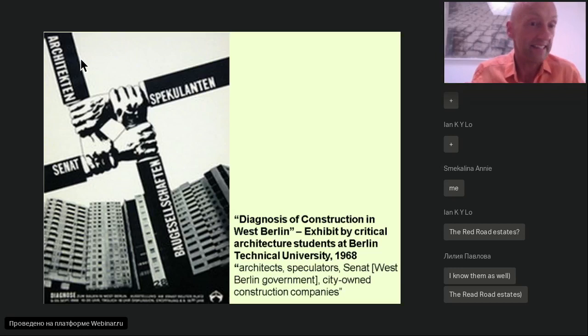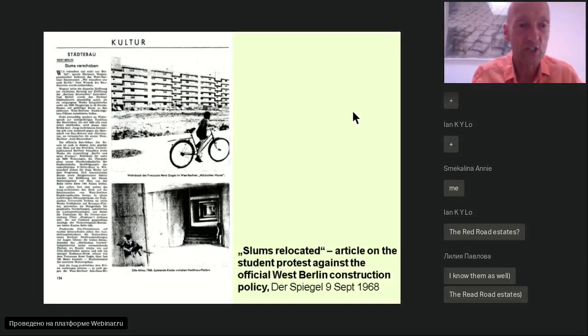And architects are indicted of working hand in hand with speculators, with the Berlin government, and with the city-owned not-for-profit construction companies, who thought of themselves as being the good guys. So this student criticism was eagerly published by Germany's most eminent news magazine, Der Spiegel. And Der Spiegel wrote and censured the Märkisches Viertel as, quote, the bleakest product of concrete architecture, end quote. And the diagnosis was, quote, this is a gray hell.